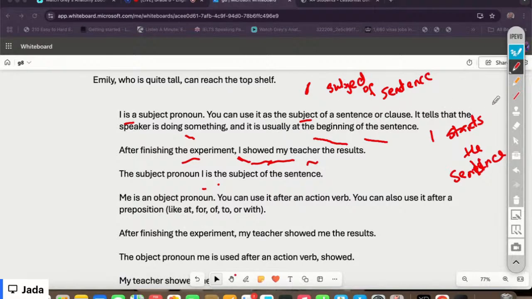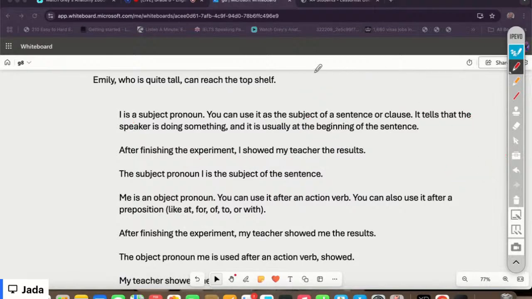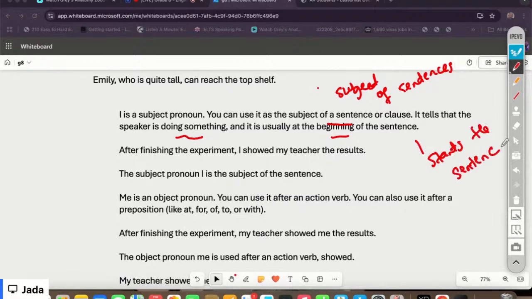Looking at I as the subject pronoun, you have to note that you can use it as the subject of a sentence. It tells that the speaker is doing something, and it is usually at the beginning of the sentence. So I starts the sentence, just like we have here.